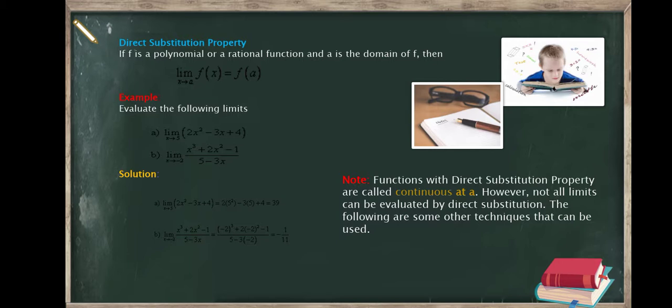Second example, the limit of x cubed plus 2x squared minus 1 all over 5 minus 3x as x approaches negative 2. In this example, we simply substitute the value of x, which is negative 2, and this will give us the answer of negative 1 over 11. Take note that functions with the direct substitution property are called continuous at a. However, not all limits can be evaluated by direct substitution.